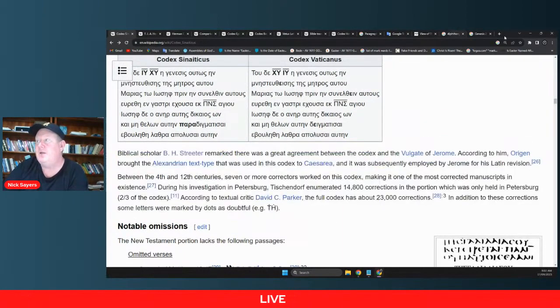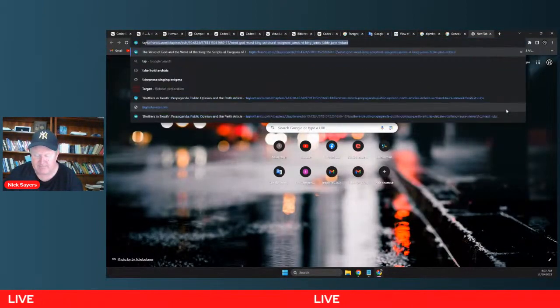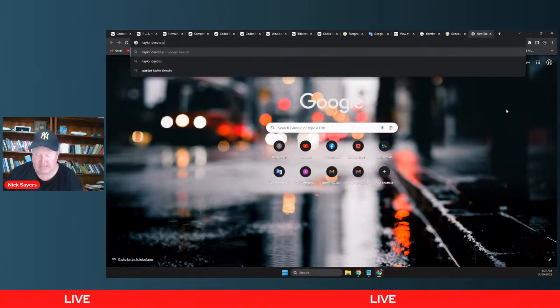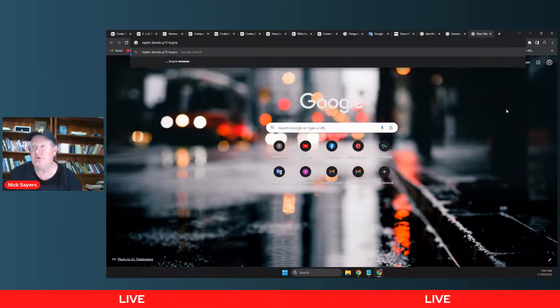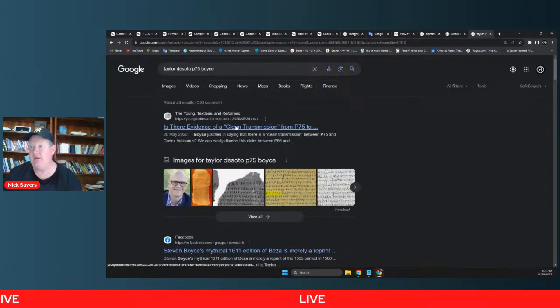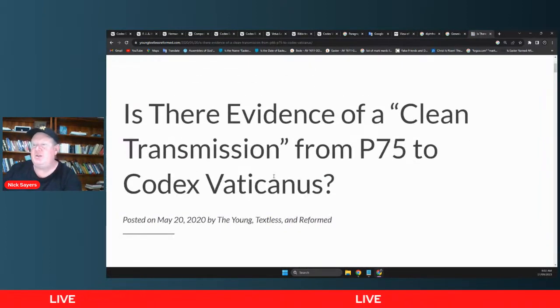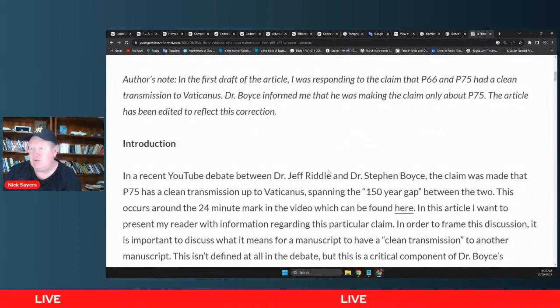So what I might do is quickly bring up an article by Taylor DeSoto on P75. Pretty sure he wrote it for Stephen Boyce. Here: is there evidence of a clean transmission from P75 to Codex Vaticanus? So this is the type of thing that gets said. Now, this comes off the back of Vaticanus and Sinaiticus having this ancient document that backs them up, but we don't have it, but surely it's there.